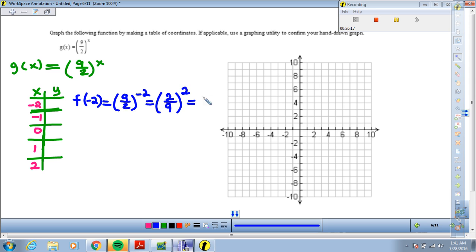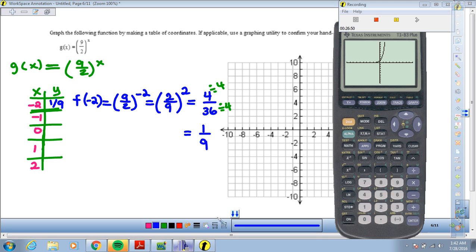2 to the second power means 2 times 2, 4. 9 to the second power means 9 times 9, 36. Okay. Now ask yourself, can I reduce this number? Yes, both numbers can be divided by 4. So we have 1/9. So that's the value that you're going to put here. Again, you know that you can change 1/9 in the calculator to a decimal. So 1 divided by 9, 0.1.